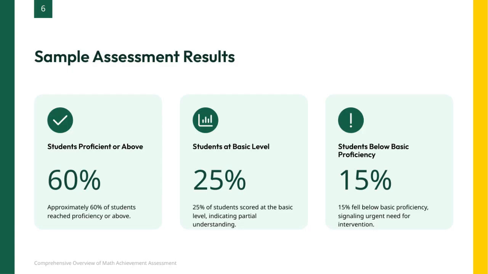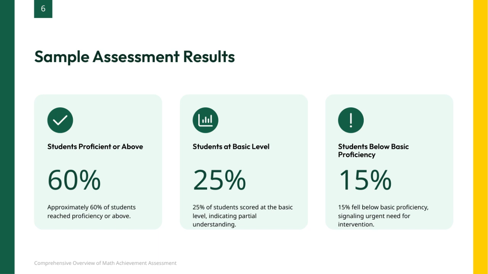Looking at the assessment results, we see that about 60% of students are performing at a proficient level or higher, which means they have a solid grasp of the material. Meanwhile, 25% of students are at the basic level, showing they have some understanding but still need improvement to reach proficiency. Finally, 15% of students are below basic proficiency, which is a clear signal that these students require immediate support to help them catch up.